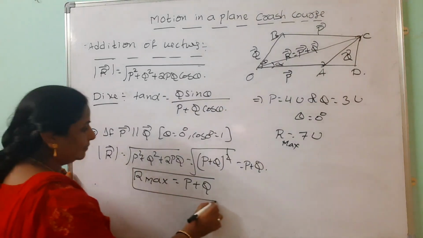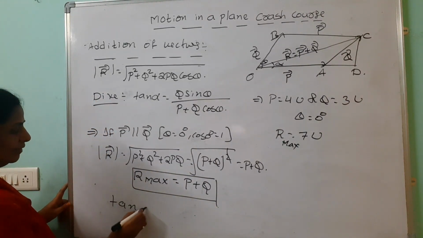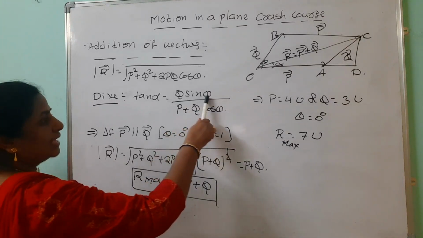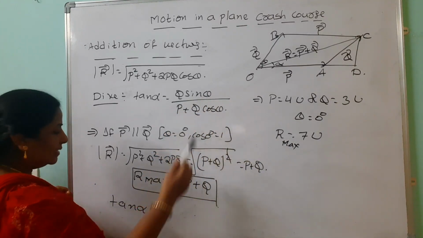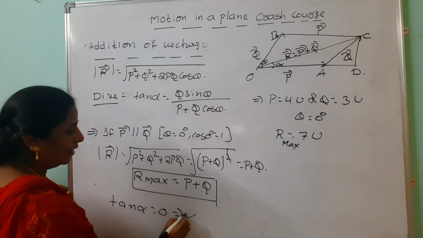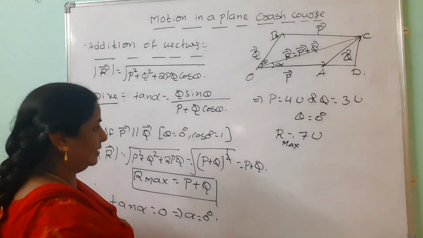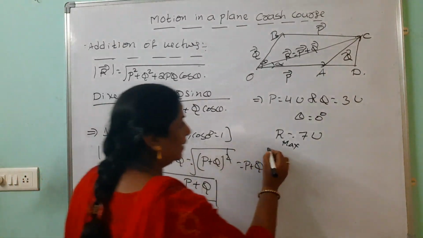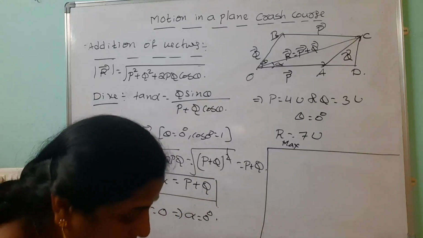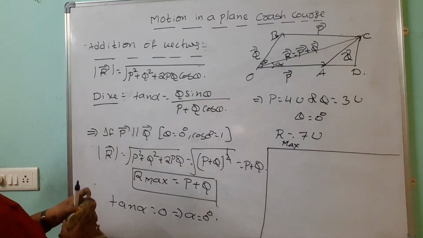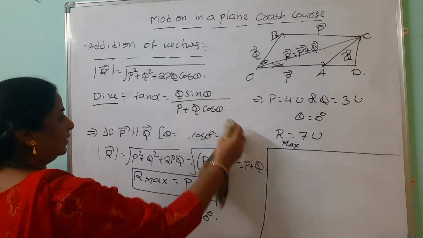Like that. How to find out the direction? Tan alpha equals Q sin 0 by P plus Q cos 0. Sin 0 is 0. The numerator is 0, so this is also 0. Here alpha equals 0 degrees. Like that. Second application, look here. Same thing, but I am changing here. Both are perpendicular to each other.